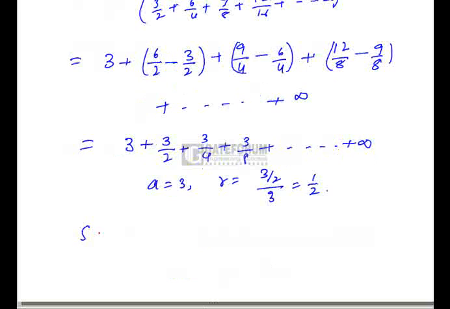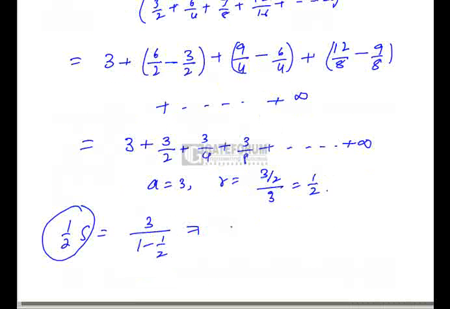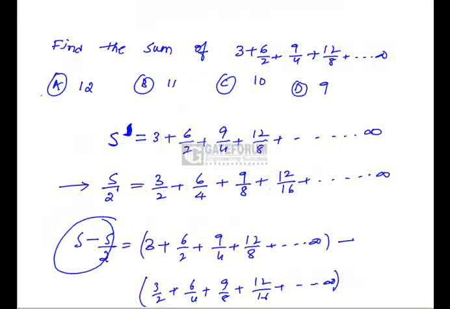So the sum to infinity is given by the formula A by 1 minus R, which is 3 by 1 minus half. Whereas the LHS is nothing but S minus S by 2, which is S by 2. That is equal to 3 by 1 by 2, which implies S by 2 is equal to 6. That implies S is equal to 12. So the option is A.